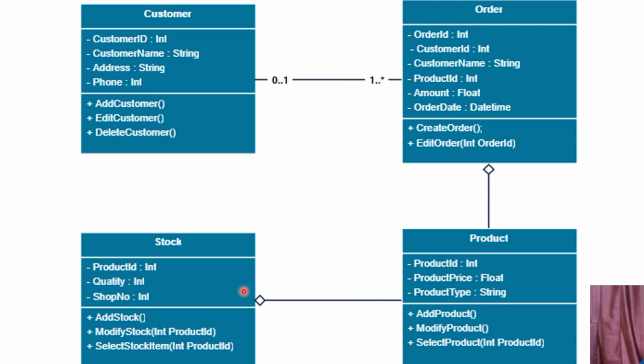When a customer is ordering a product, how can we represent them with the class diagram? Here are the attributes, and these are the operations: add, edit, delete customer.